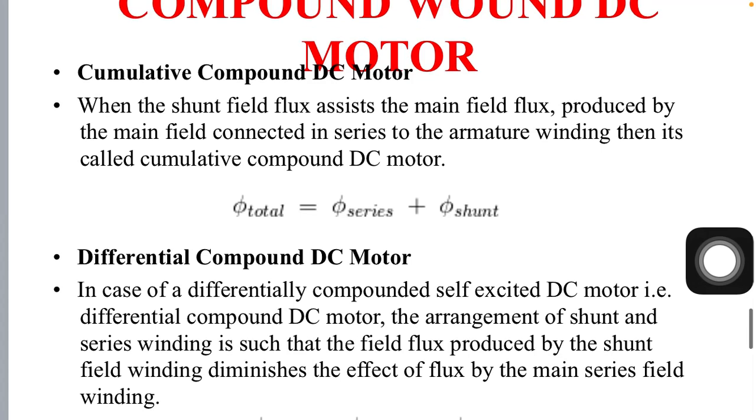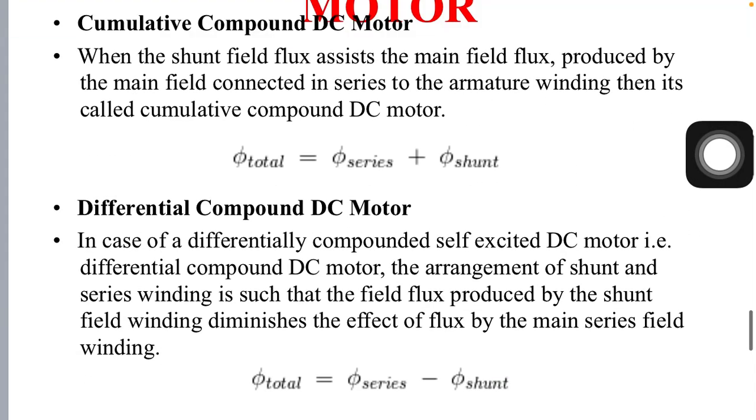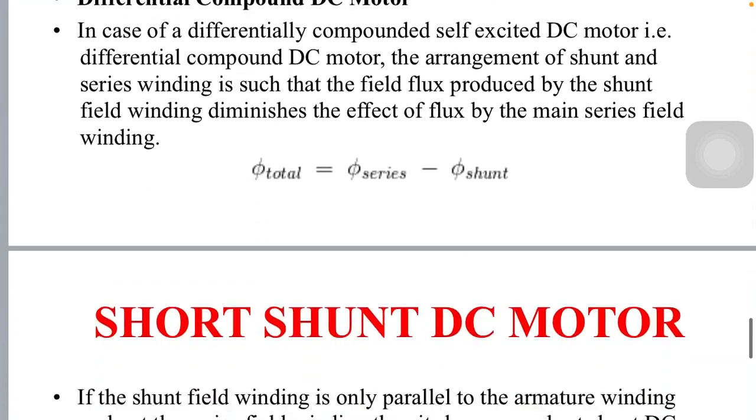So when the shunt field flux adds to the main flux produced by the main field connected in series to the armature winding, it is called a cumulative compound motor. In a differential compound DC motor, the arrangement of the shunt and series winding is such that the flux produced by the shunt field diminishes the flux produced by the main field. That is the difference between a cumulative compound and differential compound.